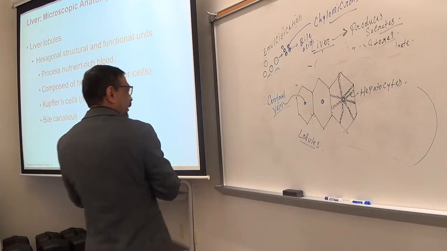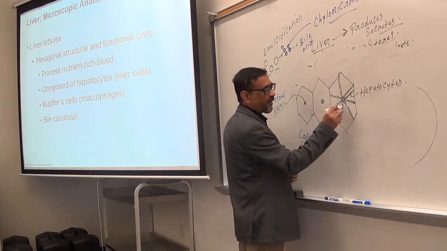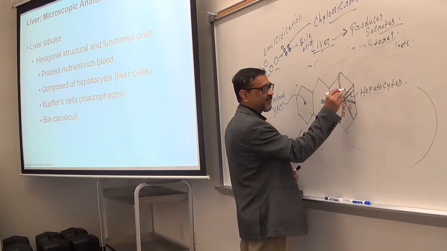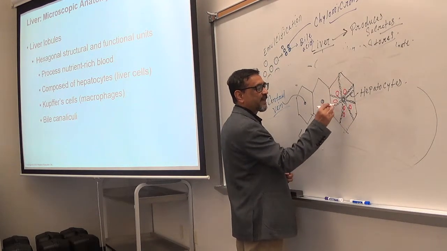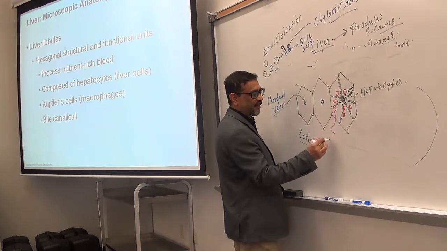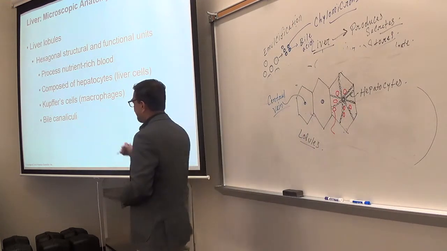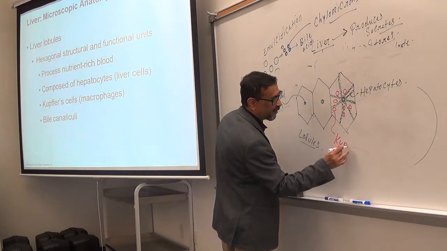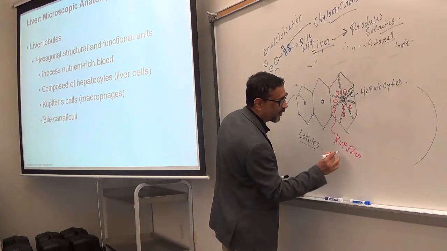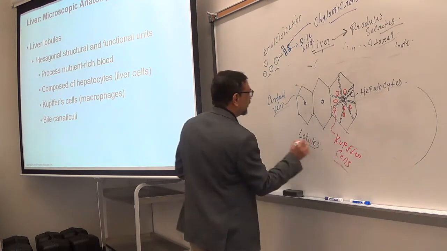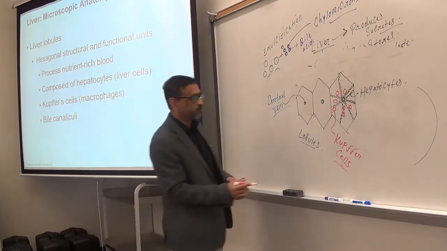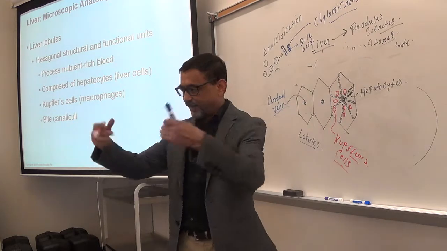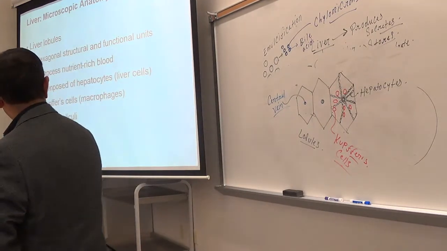In the liver tissue, you also have another type of cells. Those are actually macrophages in the liver, phagocytic cells. And these cells are called Kupffer cells. They are actually Kupffer's cells. They are macrophages. They do phagocytosis.